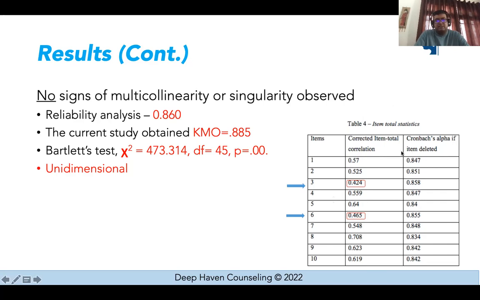And here in this item total statistics, they also give another very important one. What if we remove one of these items? Would it increase our Cronbach's alpha? Now, our originally obtained Cronbach's alpha is 0.860. So if I remove one of these items, if that increases the reliability to go beyond 0.860, then that item has some problem which we have to correct, because technically that shouldn't be the case.